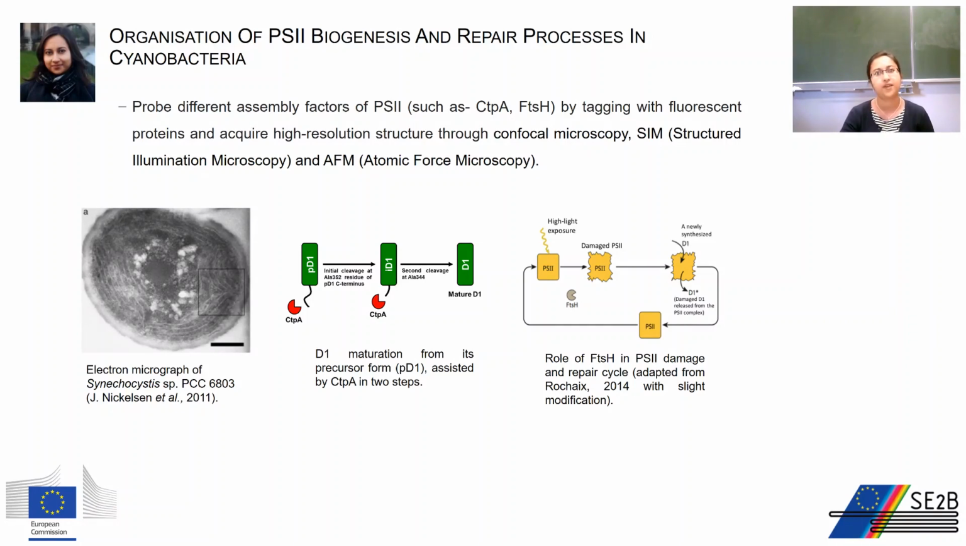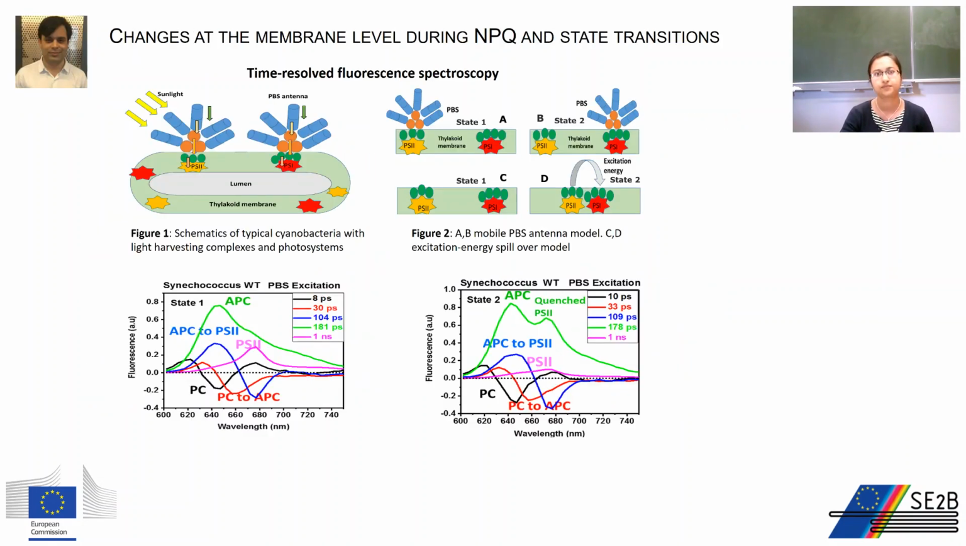However, to have a better understanding of the overall thylakoid membrane architecture, it is important to know the sites of photosystem 2 assembly. So to acquire high-resolution information, I aim at probing different assembly factors such as CtpA and FtsH. The roles of these two proteins in photosystem 2 assembly events are shown in the figure. My original idea is to tag them with fluorescent proteins for visual identification through different microscopy approaches like confocal microscopy, structured illumination microscopy, and atomic force microscopy.